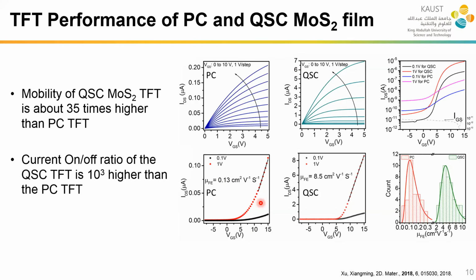So we compared the electrical performance of this quasi-single crystalline QSC moly sulfide with the polycrystalline moly sulfide by making a top-gated transistor. We found that the QSC moly sulfide has a much higher mobility than the polycrystalline moly sulfide. And also the on-off ratio of the quasi-single crystalline structure is much better.